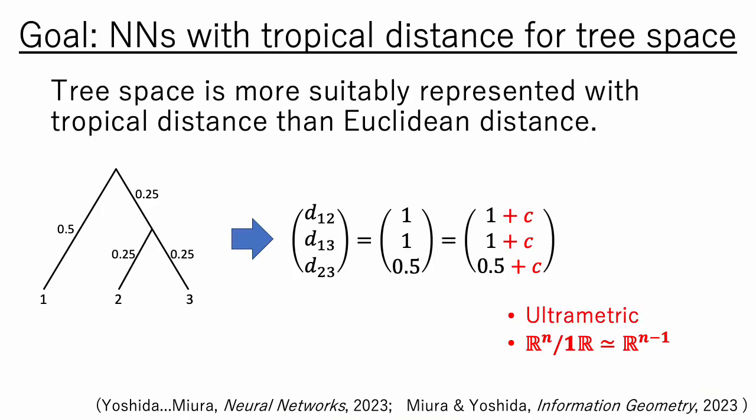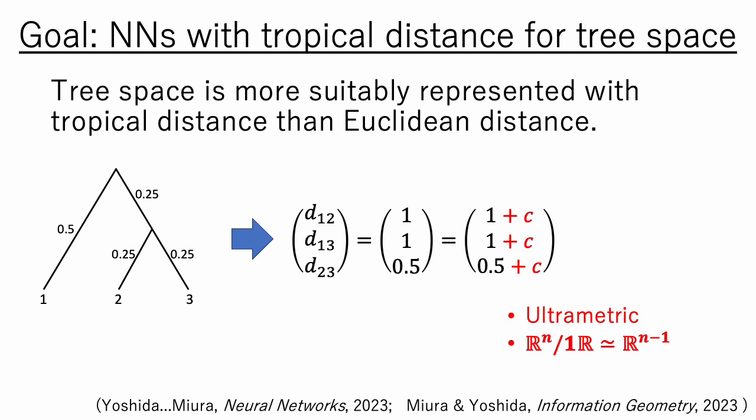In the previous slides, the tropical algebra was used just as a tool to analyze the classical ReLU neural networks. Therefore, the input vector of a neural network was from the Euclidean space. However, there are spaces like a phylogenetic tree space that are more suitably represented with tropical distances. To utilize the tropical algebra fully or more natively, in this paper we construct a neural network that accepts an input vector from a tree space.